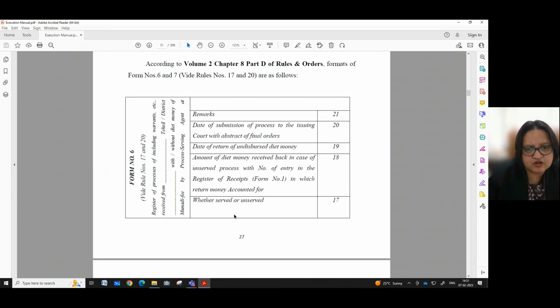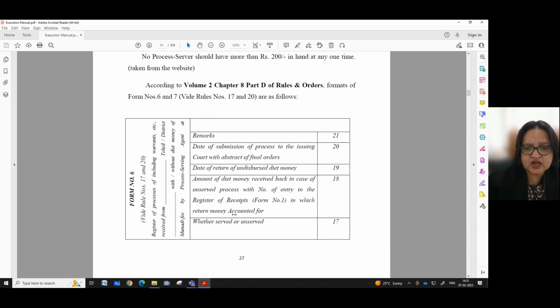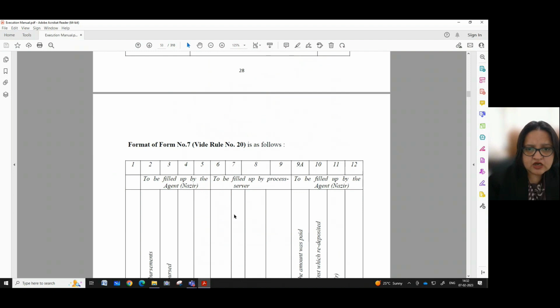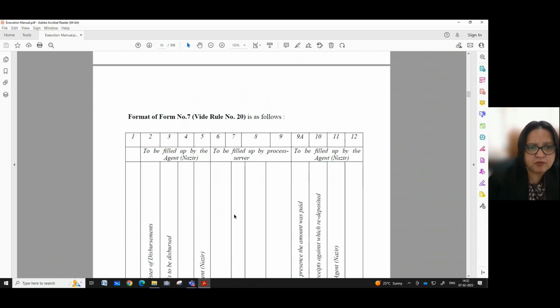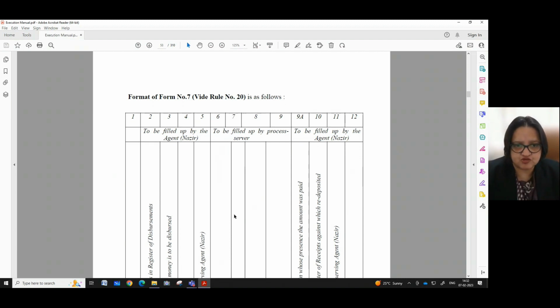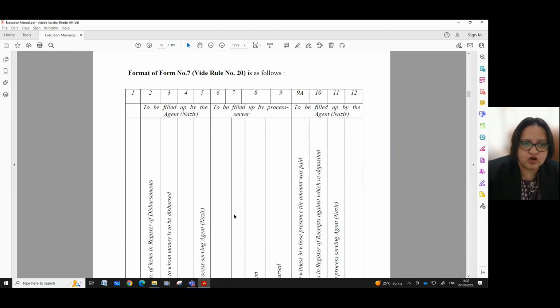Column number 19, date of return of undisbursed diet money. Column number 20 is the date of submission of process to the issuing court with abstract of final orders. And column number 21 is the remarks. Now, if we see the format of form number 7 as referred to above in vide rule number 20, the format is as follows. It has 12 columns.